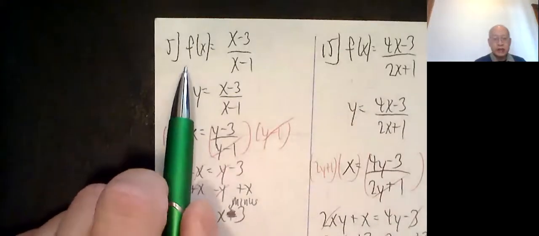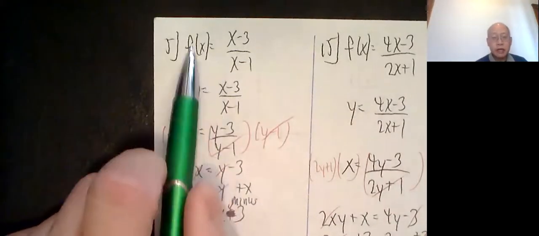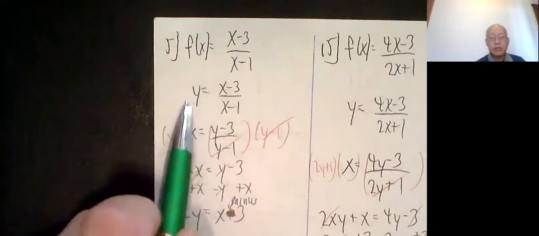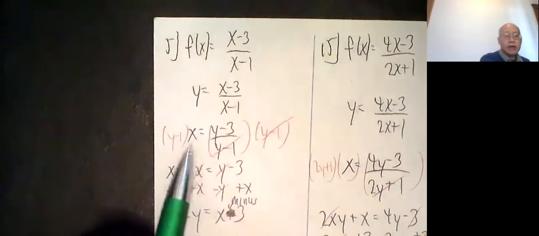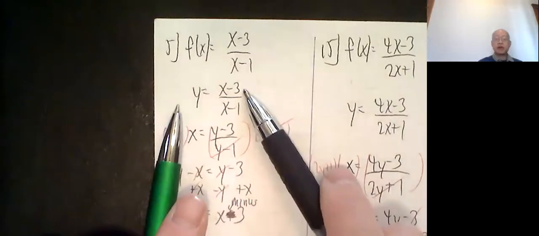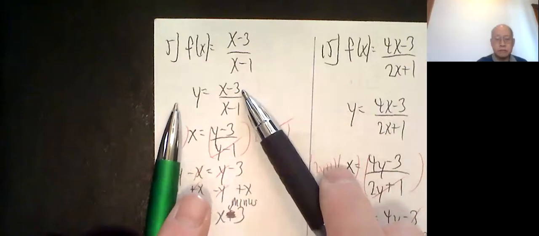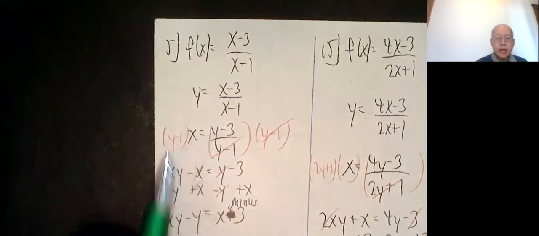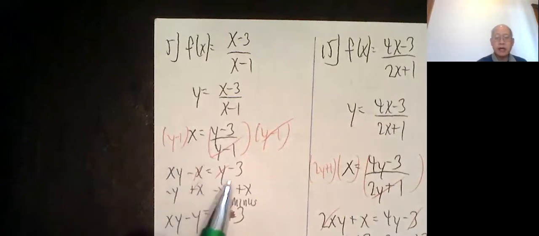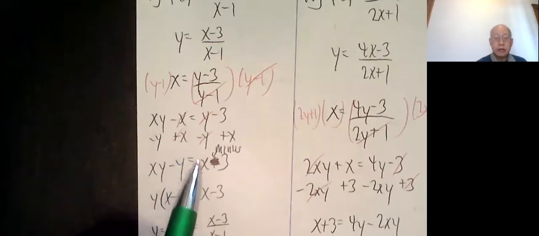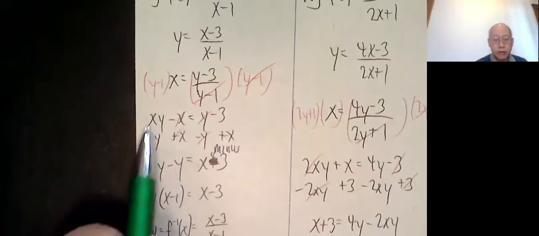Number 5, f of x equals x minus 3 over x minus 1. So call this y. Y equals x minus 3 over x minus 1. Switch around x and y. So every x becomes a y, every y becomes an x. So it looks like this. X equals y minus 3 over y minus 1. Multiply both sides by y minus 1. Xy minus x equals y minus 3. Okay, so get all the y's on the same side. So I'll get all the y's on the left side.